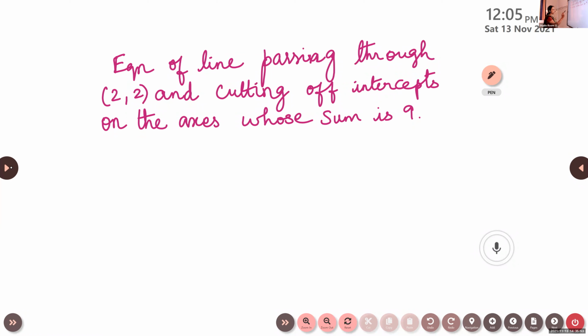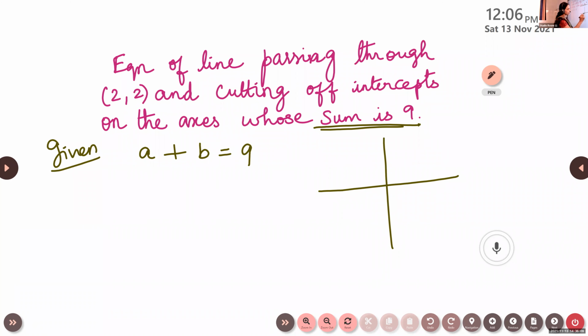Okay, so sum of the intercepts is given. Sum of the intercepts means A plus B is given. X-intercept we always denote as A. What is meant by intercept? Those who are not present in the last class, listen, children.